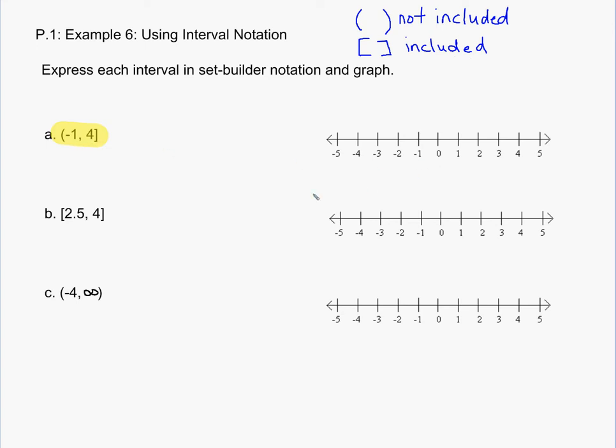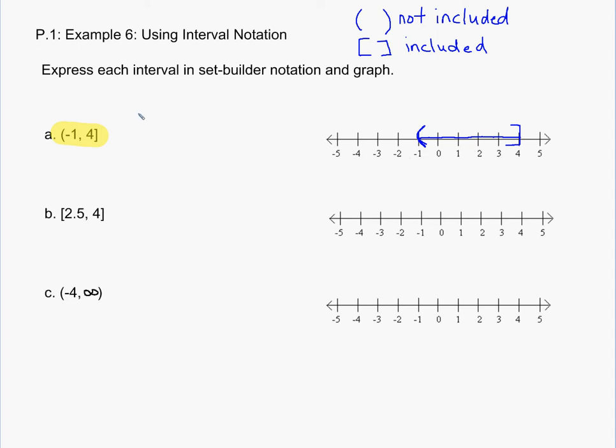So when you draw that on the graph, interval of -1 to 4, what we're going to do is start off with -1 and use a round bracket to show that it's not included in the set. And then +4, we're going to use a square bracket to show that it is included in the set. And then a line between the brackets to show that x can be any number between -1 and +4.